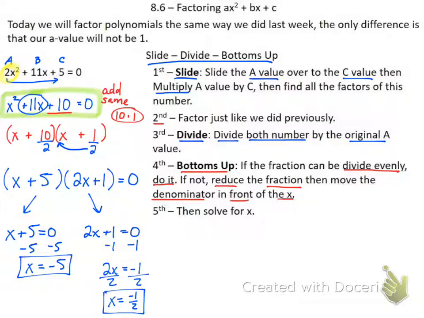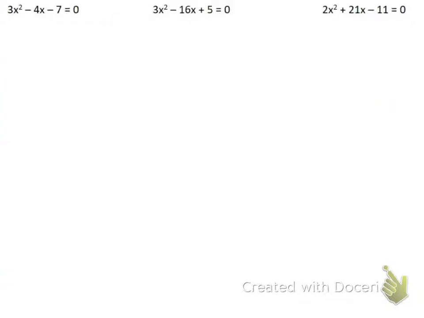So again, doing the same thing with the next couple problems. Here, again, there's a number in front of my x squared. I have a different a value, so that means I have to do the slide step. So I get x squared minus 4x minus 21 is equal to 0. Again, factor it just like we did. Look at my c value. That means different signs and subtract.